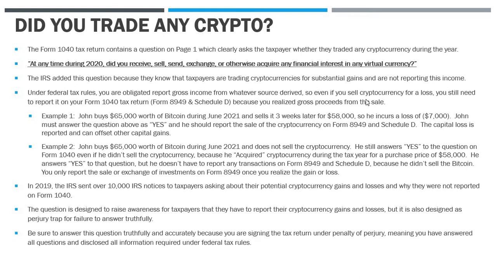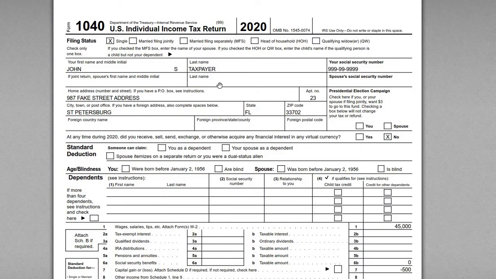All right, in this video, I wanted to cover a question that's been recently added to the Form 1040 tax return considering the purchase or sale or acquisition otherwise of virtual currency, so crypto. If you look on a Form 1040, I'm going to flip over to an example here. We have John S. taxpayer. He's a single filer. He's filing his 1040 for the 2020 tax year.